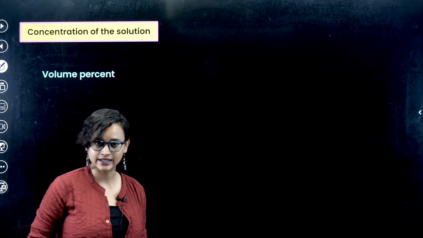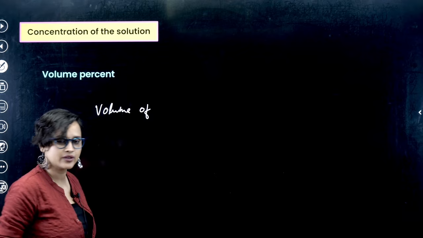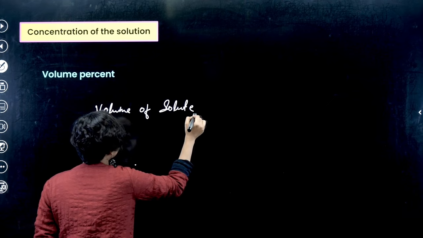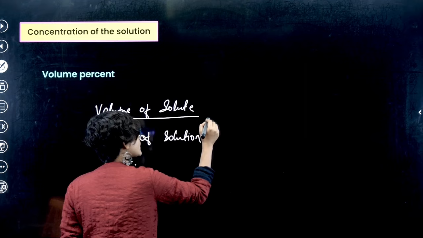Next is volume percent. So what is volume percent? Obviously nothing much. It will just be volume of solute divided by volume of solution multiplied with 100, because it is volume percent, right?